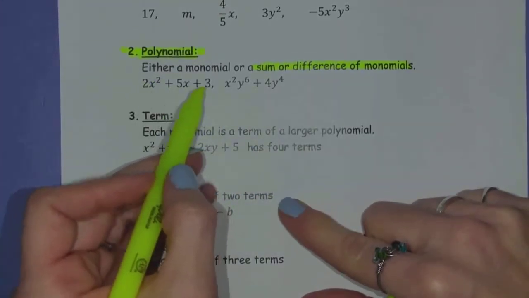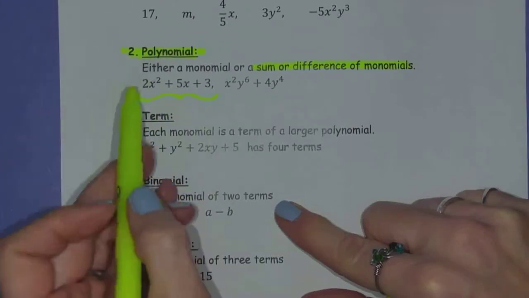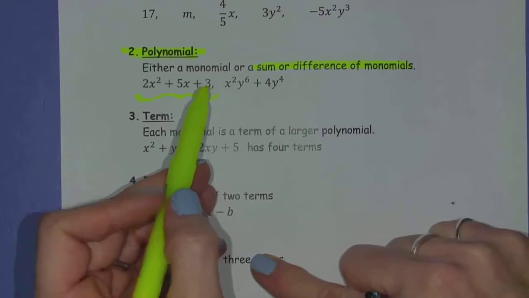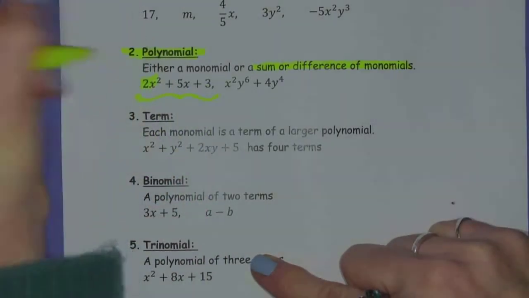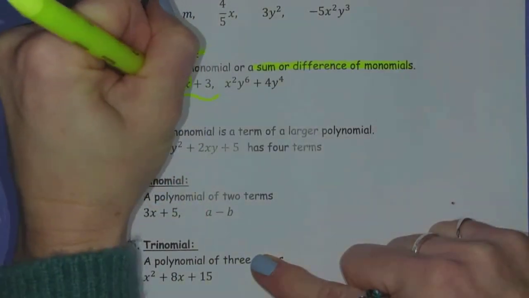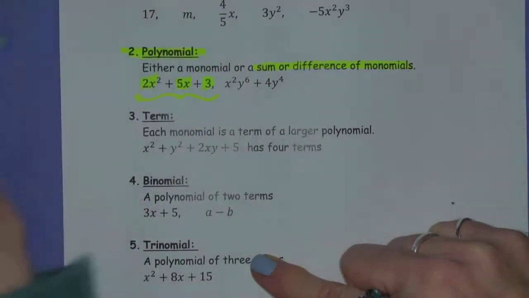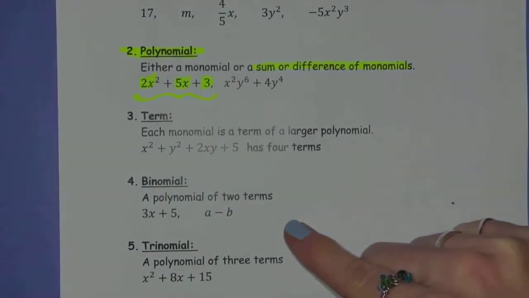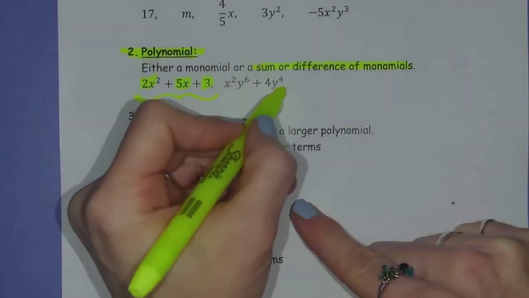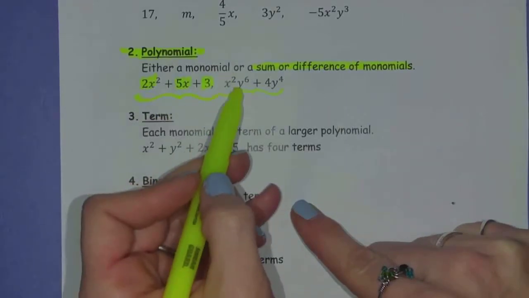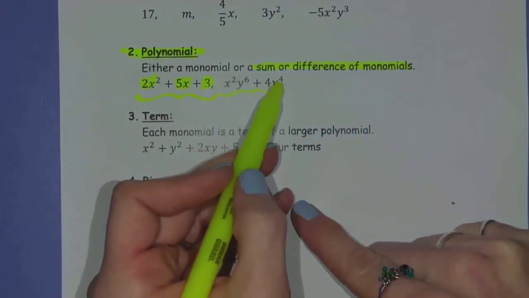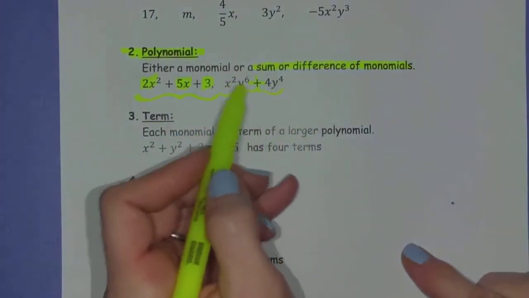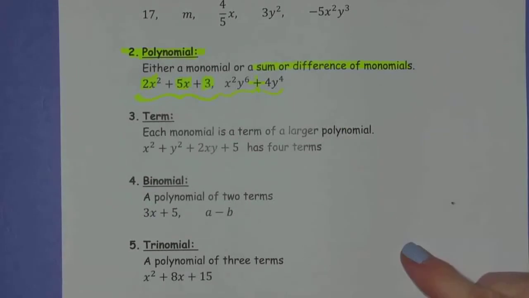This right here is an example of a polynomial. 2x squared plus 5x plus 3. See, this is a monomial, this is a monomial, and this is a monomial. And now we're summing them together, which makes it a polynomial. And right here, we have x squared y to the 6th plus 4y to the 4th. Again, because we're adding two monomials, this becomes a polynomial.